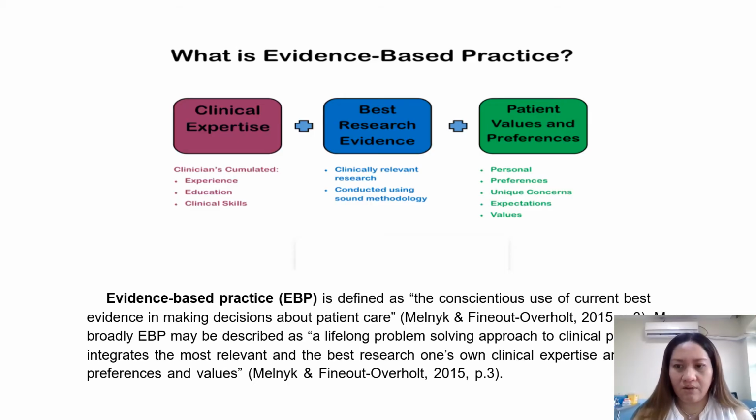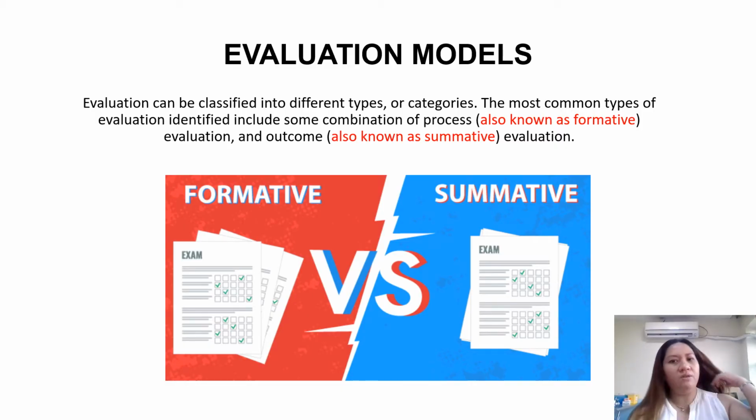Very, very relevant and important. So one of the evaluation models that we have, or the two common models, are the formative and summative. Evaluation can be classified into different types or categories. The most common types of evaluation identified include some combination of process, known as formative evaluation, and outcome, also known as summative evaluation. So let's learn each one of the models.